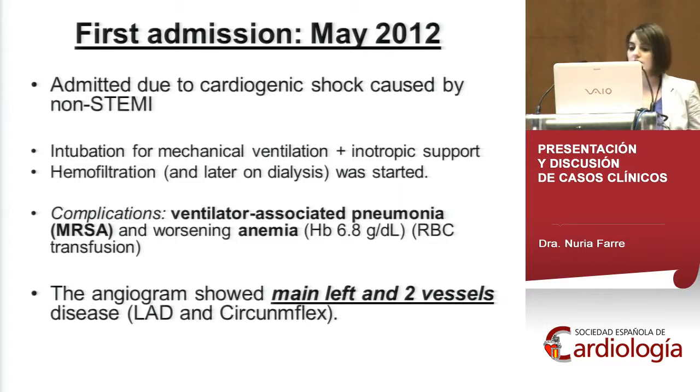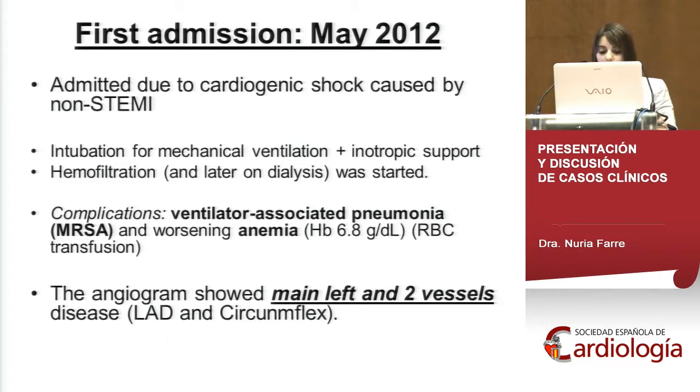The ECG at that moment showed no ischemic changes, and a CT ruled out pulmonary embolism. Then an echo showed an anterior akinesia with an ejection fraction of around 40%. She was intubated, needed inotropic support, and was put on the hemofilter. She had 2 main complications. One was a ventilator-associated pneumonia caused by methicillin-resistant Staph aureus, and then she had a worsening anemia and had to be transfused.